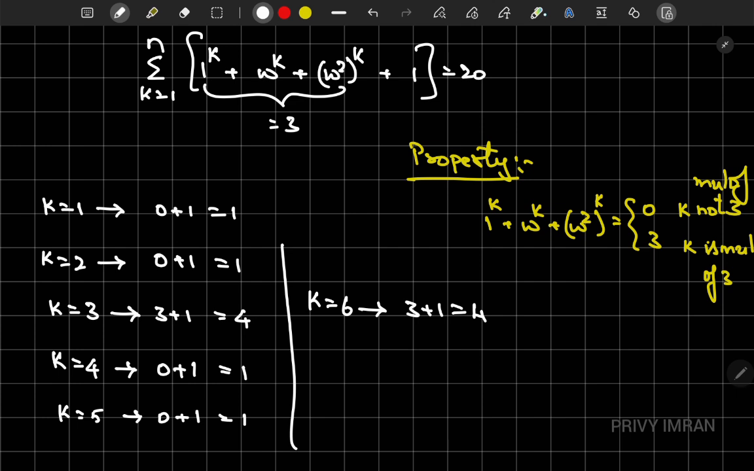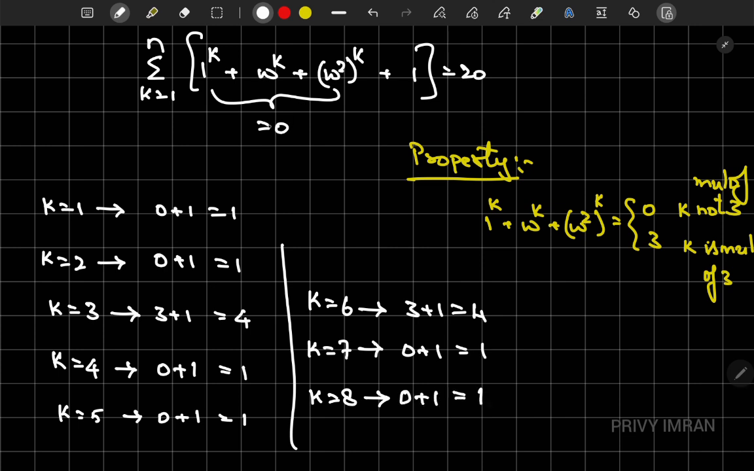Now let me calculate the sum. By this the sum is equal to 12. But I have to reach sum equal to 20, so let me increase the k value to 7. 7 is not a multiple of 3, hence this value will become 0. So 0 plus 1 will be equal to, sorry, it is 1. Next, k equal to 8. Now it is not a multiple of 3. Again this value will become 0. So 0 plus 1 will be equal to 1.